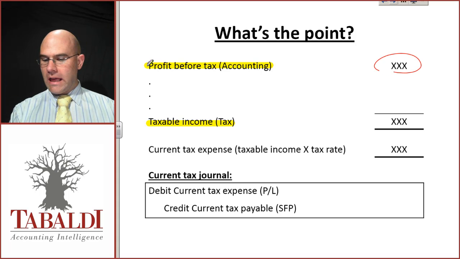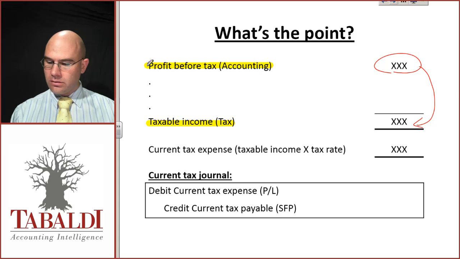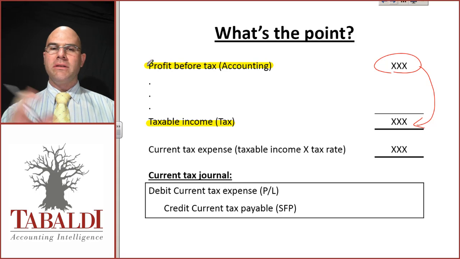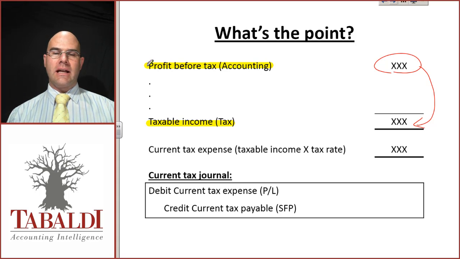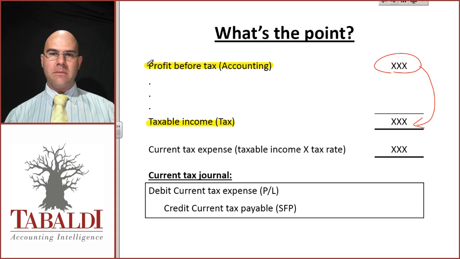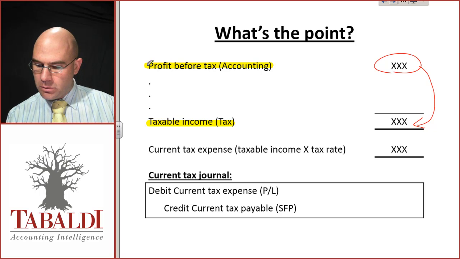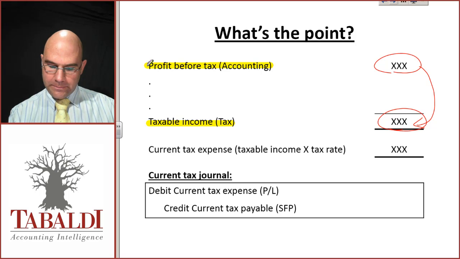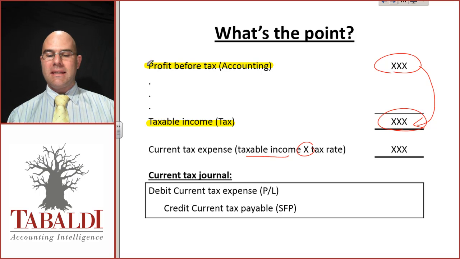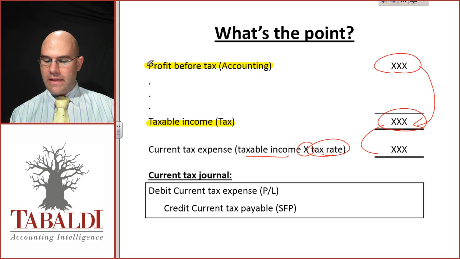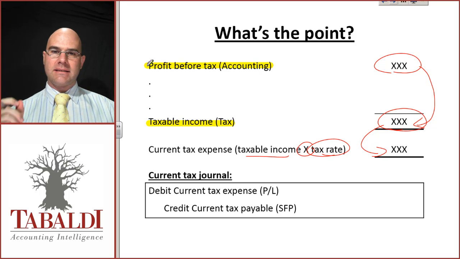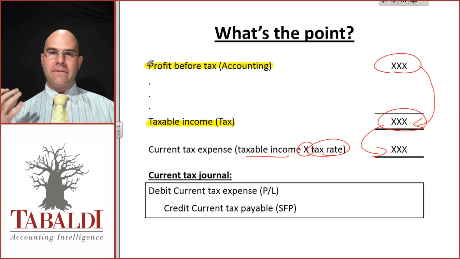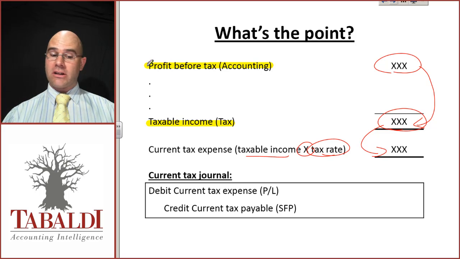So you will have to do a couple of workings to reverse out some of the non-deductible, non-taxable type of accounting expenses and income, account for some of the movements in temporary differences, etc. And you will land up with taxable income. You will then take that taxable income and multiply it by the tax rate, and that will give me my current tax expense. From there you will have enough information to pass your first tax journal, namely the current tax journal.